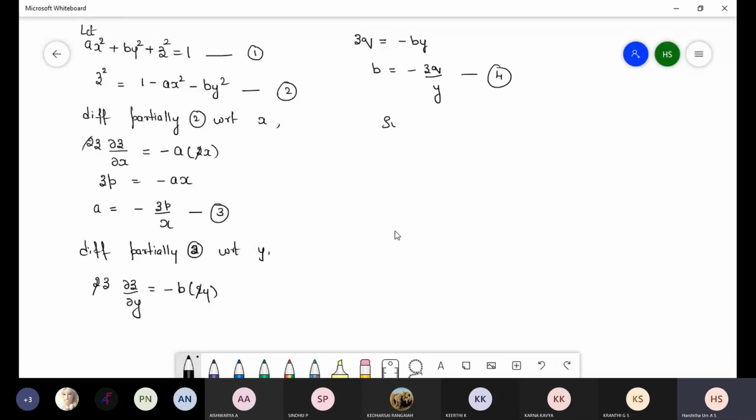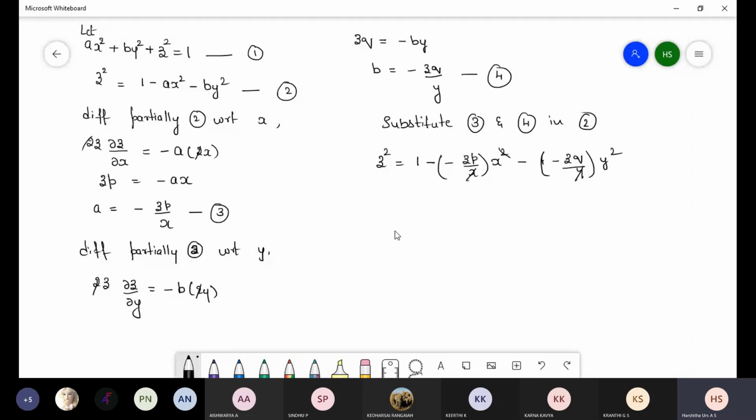Now, substitute equation 3 and 4 in equation 2. You can substitute either in equation 1 or equation 2, but since we have written in terms of z square, we can substitute in equation 2. So z square is equal to 1 minus the a value. What is our a value? Minus zp divided by x into x square, as it is, minus again the b value, minus zq divided by y whole into y square.